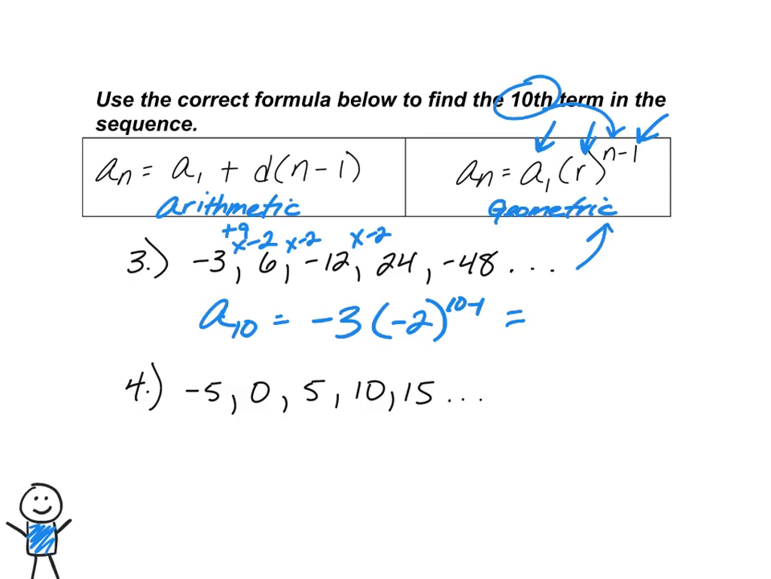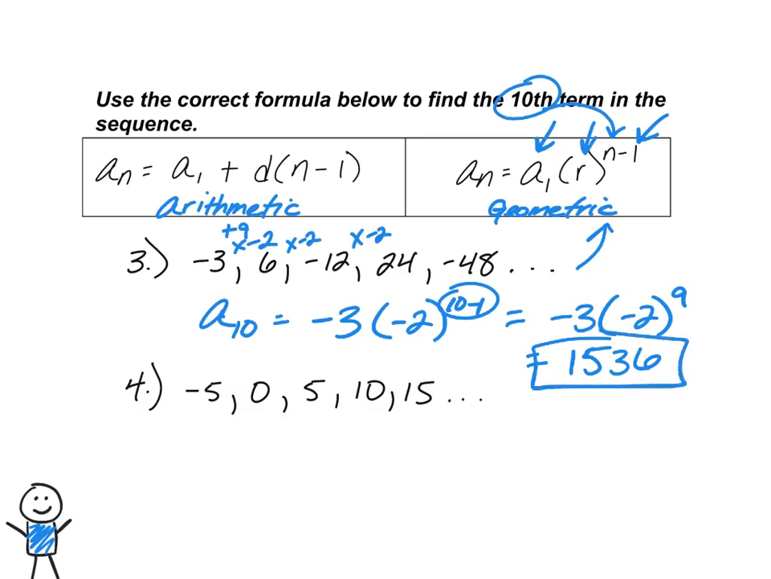The 10th term will be negative 3 times negative 2 raised to the 9th power. That's when I subtracted 1 from 10, giving me a result of 1,536. So the 10th term in my sequence that starts at negative 3 and has a common ratio of negative 2 would be 1,536. Let's try this on the next example.